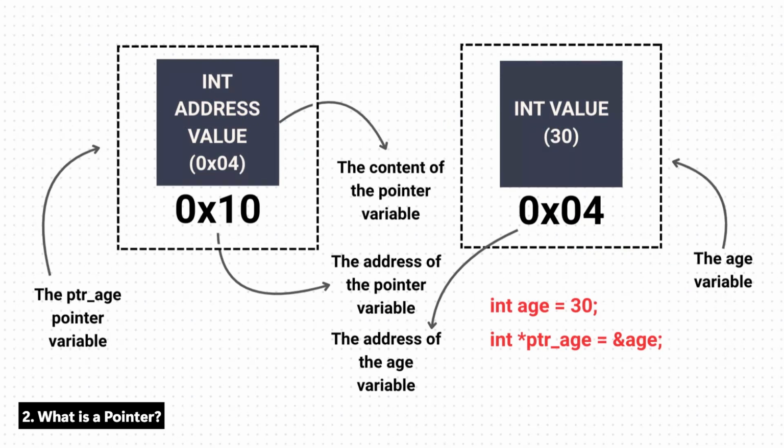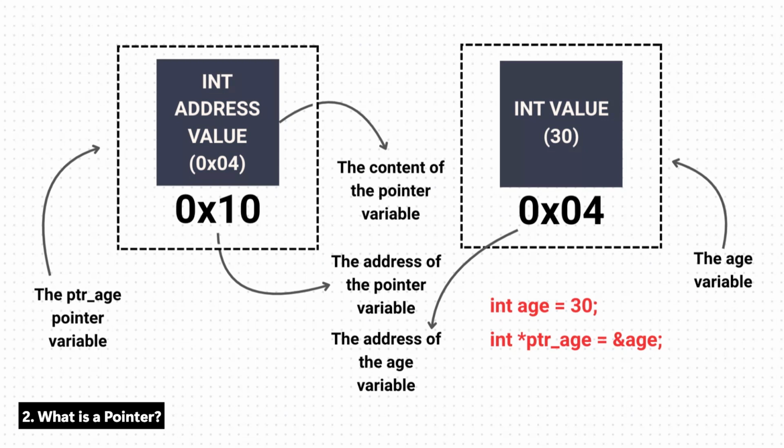Second, what is a pointer? A pointer is a special type of variable in C whose value can be the memory address of another variable. A regular integer variable stores an integer value, 30. A pointer variable stores an integer's address, 0x04.